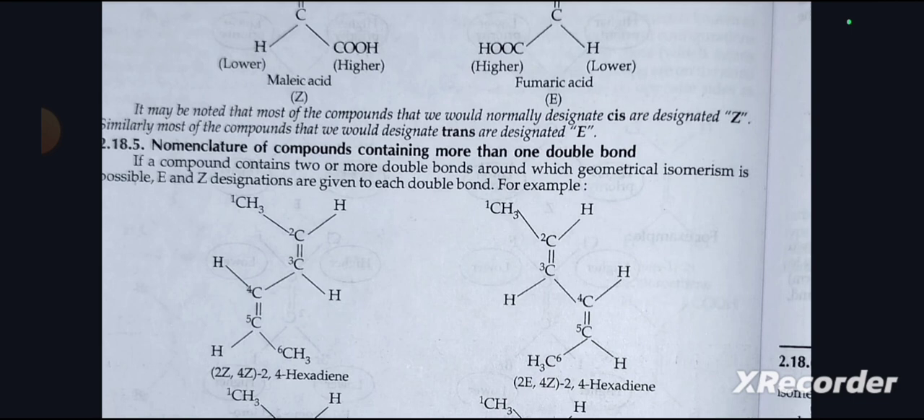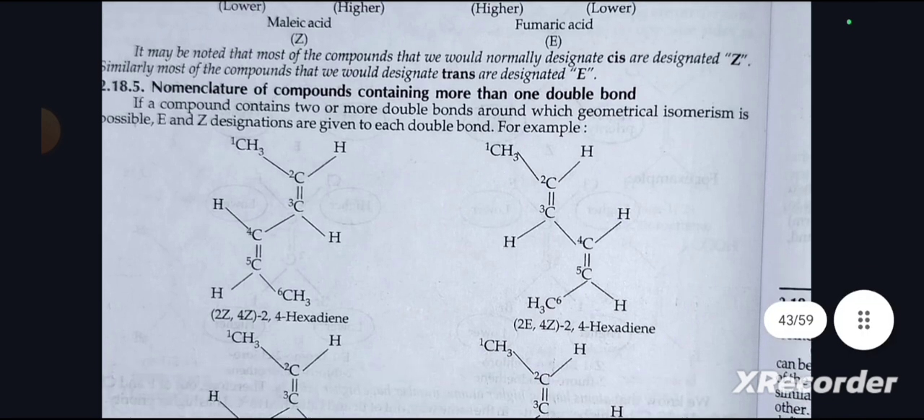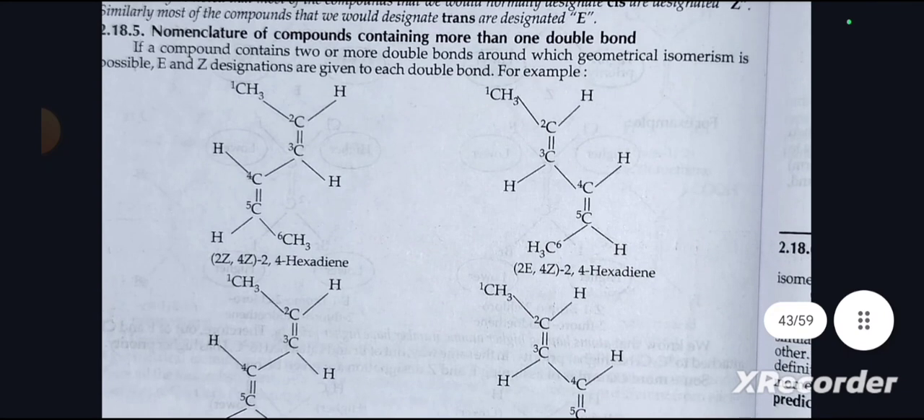It may be noted that most of the compounds that we would normally designate cis are designated Z. Similarly, most of the compounds that we designate trans are designated E. 2.18.5 Nomenclature of compounds containing more than one double bond. If a compound contains two or more double bonds around which geometrical isomerism is possible, E and Z designations are given to each double bond.